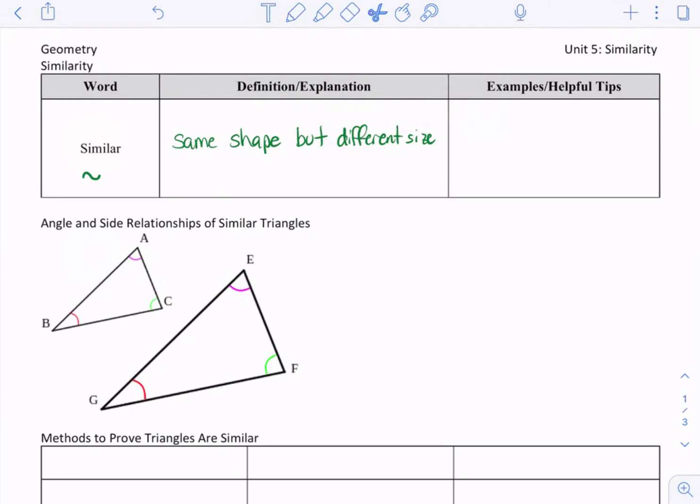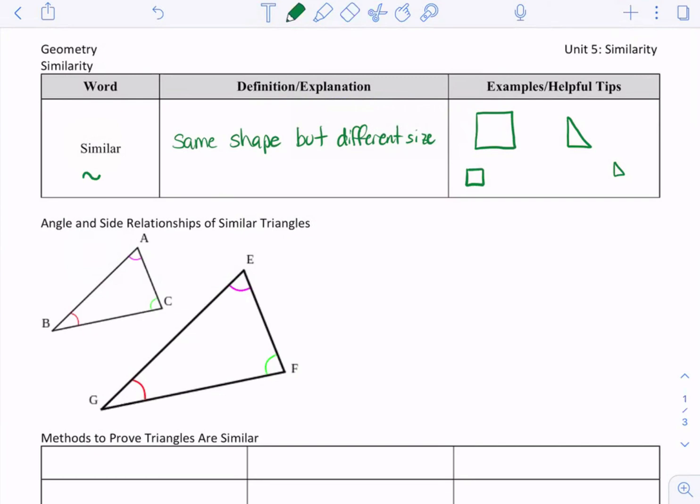Okay, so here's an example of similar shapes. So here's a square that was enlarged. Those are similar, same shape, different size. Here's a right triangle that was made smaller. Okay, same shape, different size.